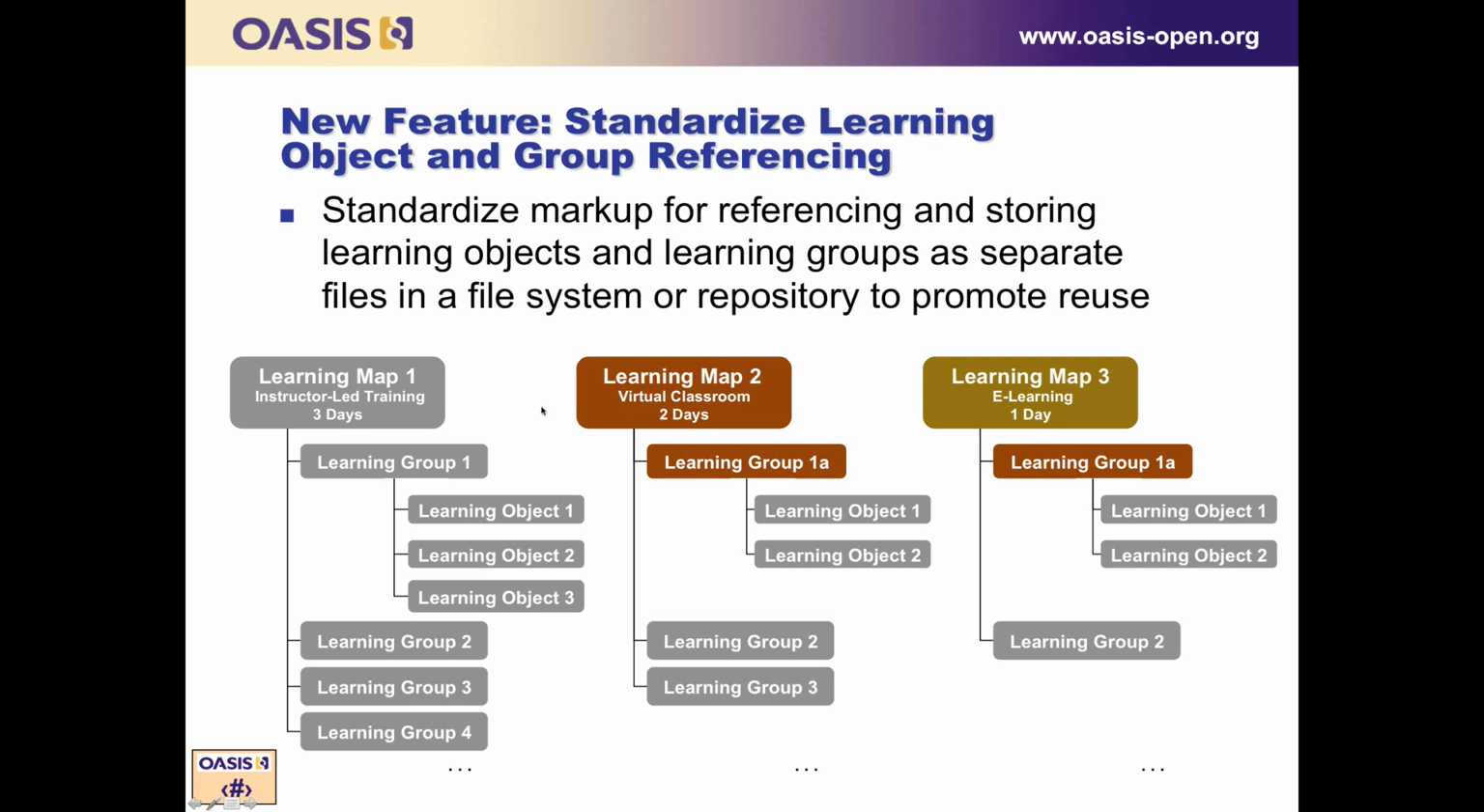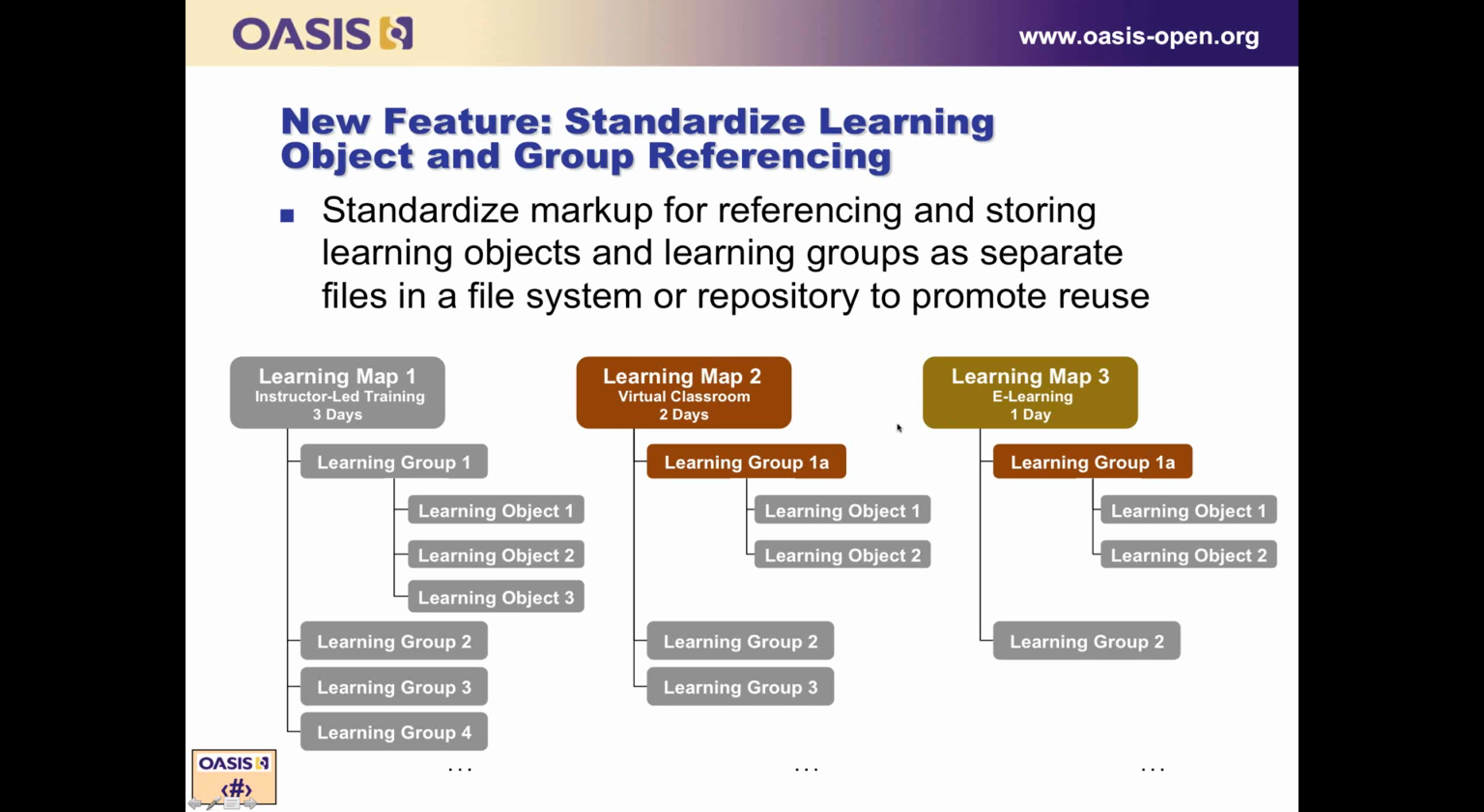Okay. A very common scenario is to say we want to create a variant of that course. So maybe we want to take the main course and create a subset of it, maybe for a virtual live classroom via a WebEx or something. We want to reuse a lot of the content, but we want to take some of it out. So for instance, here we've made a new learning group. We've removed one of the learning objects, and we've removed learning group 4. But the rest of the content in gray here is just reused from the first learning map.